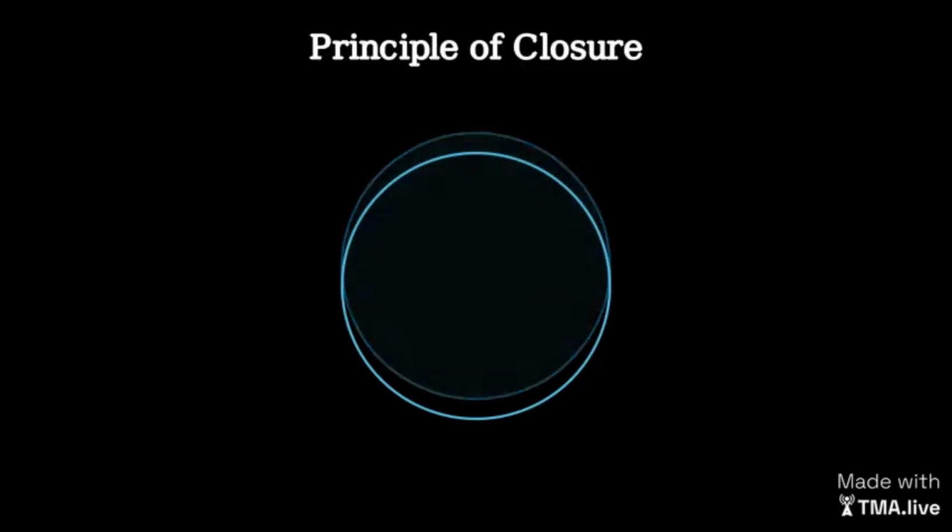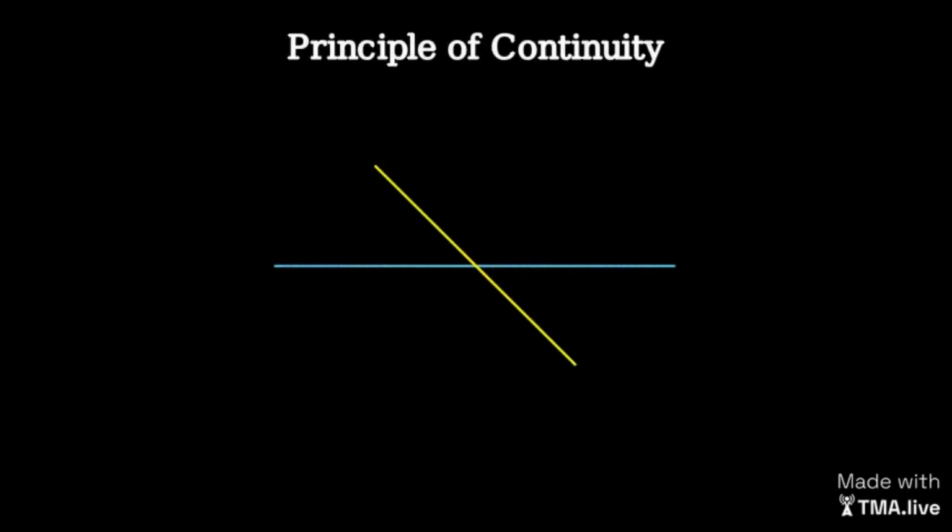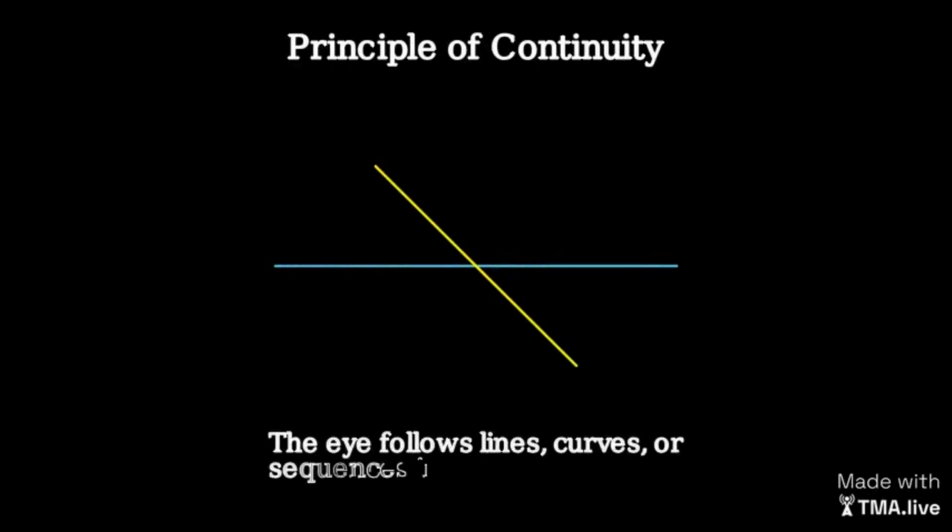Even if a figure is incomplete, our minds perceive it as a whole, continuous form, filling in any gaps. The principle of continuity states that the eye follows lines, curves, or sequences in a direction. We tend to perceive elements arranged on a line or curve as more related than elements not on that line or curve. The principle of figure ground describes how the brain separates objects from their background.